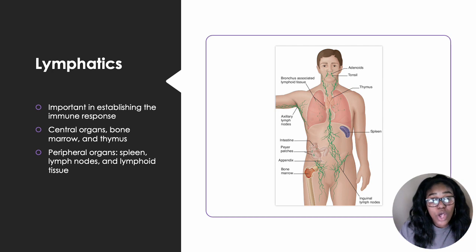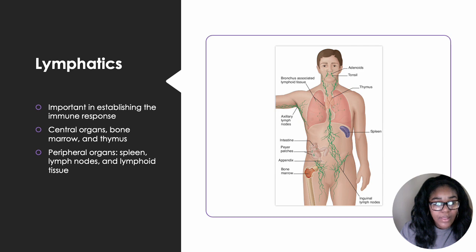In order to start talking about immunity, we're going to backtrack a little bit and talk about the anatomy and physiology, and this is just a brief overview. This is regarding the lymphatic system, and really the lymphatic system is responsible and important in establishing an effective immune response. So simply put, if your lymphatic system is not working, then you don't have as adequate of an immune response.